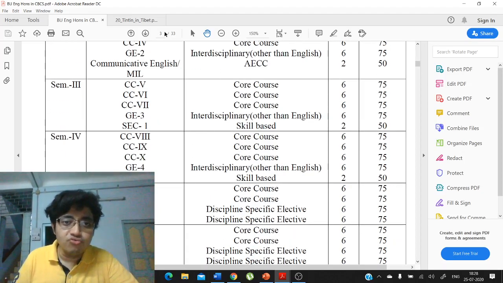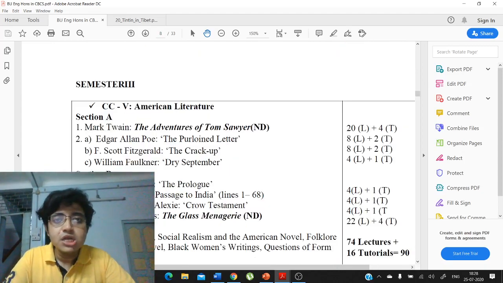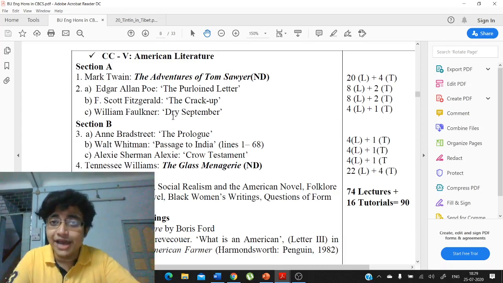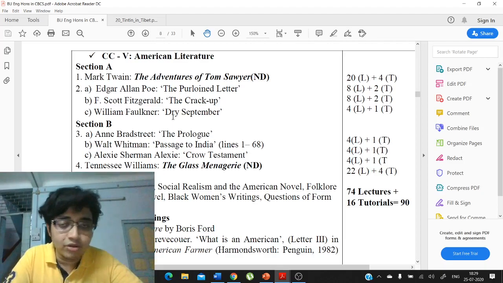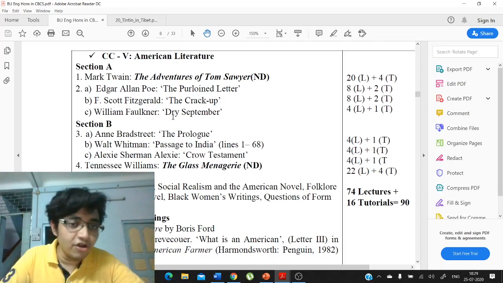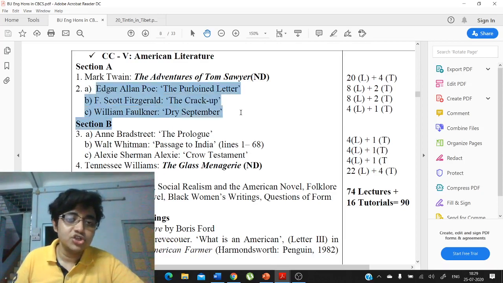So let us move into the details of the semester 3 syllabus. Semester 3 syllabus begins with CC5 or course 5. American literature is there. In section A, there is Mark Twain's The Adventures of Tom Sawyer. It's a non-detailed text, a famous canonical American novel written by Mark Twain. Of course, there are some famous short stories: Edgar Allan Poe's The Purloined Letter, F. Scott Fitzgerald's The Crack-Up, William Faulkner's Dry September. They're all detailed texts, these short stories.